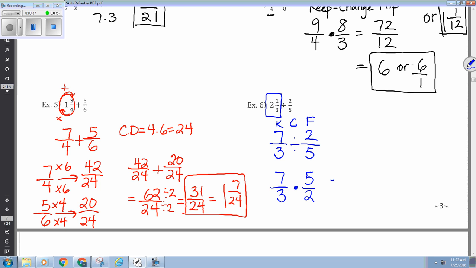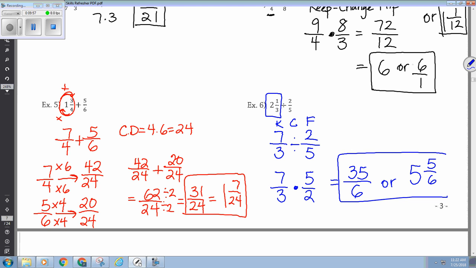And then you multiply straight across. 7 times 5 is 35. 3 times 2 is 6. So 35 over 6 can't be reduced. So we can leave it that way, or we can change it to a mixed number, which would be 5 and 5/6. With that example, that wraps up going through adding, subtracting, multiplying, and dividing fractions. Remember, that concept is not difficult. It does take practice because there are a few more steps that are involved.